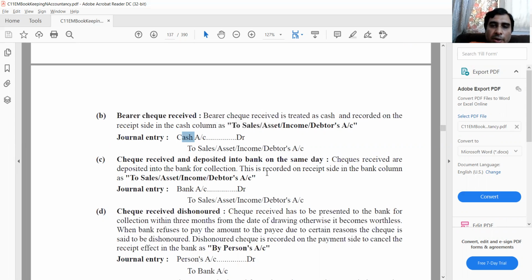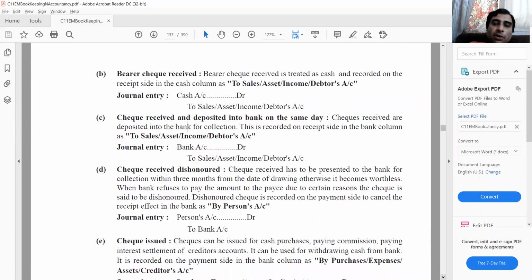Check received and deposited into the bank on the same day. If a check is received and deposited to bank, that means it will impact your bank. It will not impact your cash box. Imagine you have a cash box. Real cash has to be there in that box.